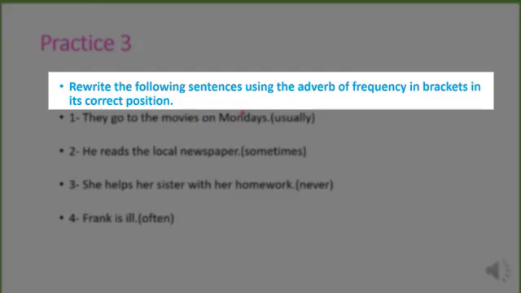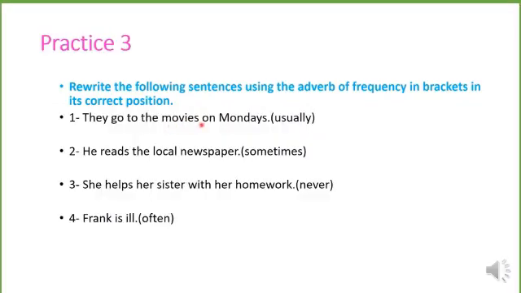Rewrite the following sentences using the adverb of frequency in the brackets in its correct position. They go to the movies on Mondays. The adverb here, usually. How to use it? Look at the sentence. The subject, they, and the verb here, go, which is an action verb. And an adverb of frequency should come before an action verb. So the answer should be, they usually go to the movies on Mondays.